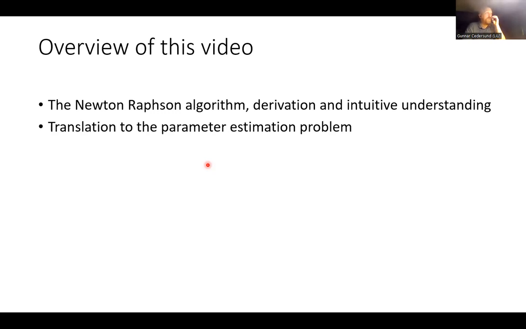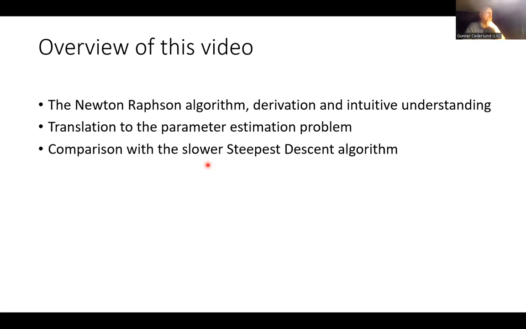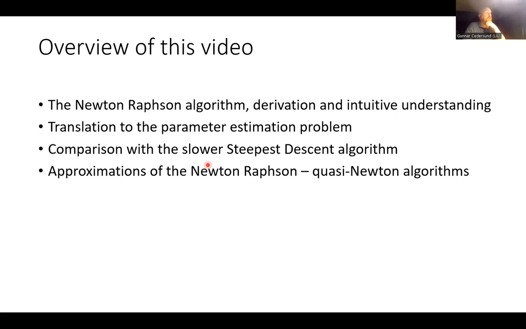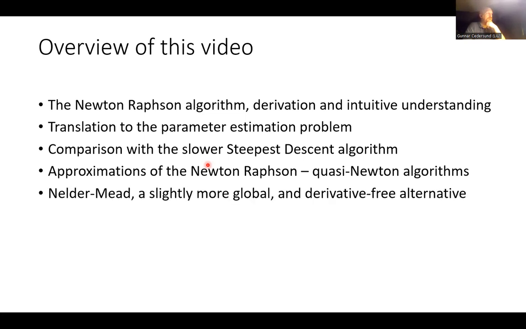And then we'll translate this to the parameter estimation problem and compare with another sort of intuitive, maybe the most intuitive algorithm, but that's also much slower, called the steepest descent algorithm. And then we look at some maybe more type of algorithms that you actually use. So they are various approximations of the Newton-Raphson algorithm called quasi-Newton algorithms. And in the end, we look at the Nelder-Mead, which is a derivative free.